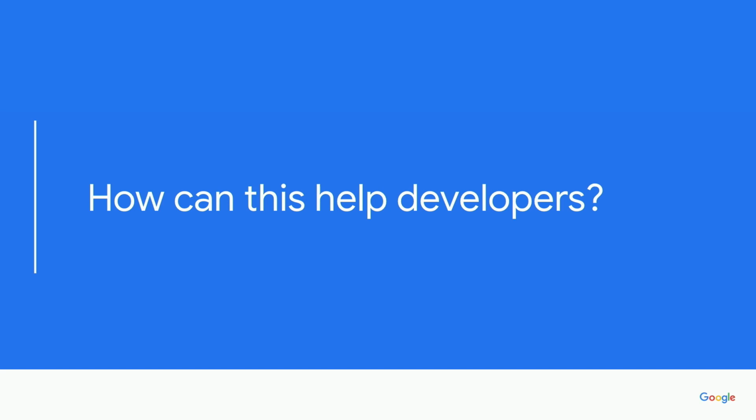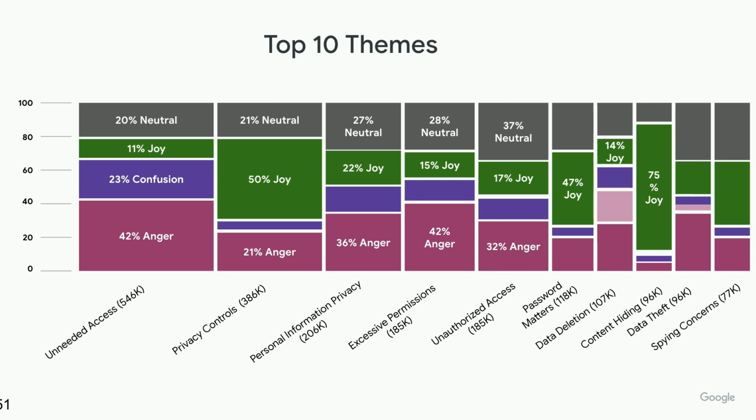How can all this stuff help developers? Here, for example, we ran our analysis tools on a set of the Play Store reviews. This is just an example of a visualization. This is not a tool that exists anywhere. But it's a way for someone to easily glance through the ensemble of what's going on.